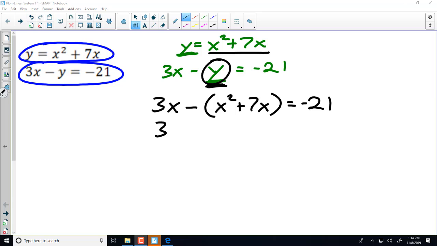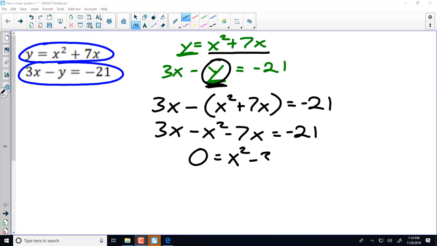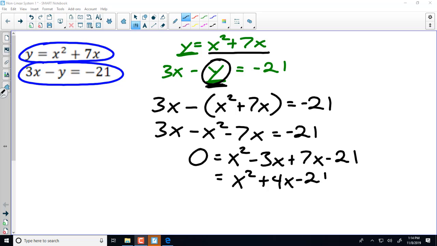Distributing the minus sign gives us 3x minus x squared minus 7x equals negative 21. And I get a quadratic that I want to factor. But it wouldn't do any good to factor unless everything's on one side. Since I don't like the negative x squared, I'm going to move everything over to the right-hand side. So I'm going to subtract the 3x, add the 7x, and add the x squared to the other side of the equation, which gives me x squared minus 3x plus 7x minus 21. Combine those like terms. You could have done this before you moved them over to the other side also. Plus 4x minus 21 equals 0.